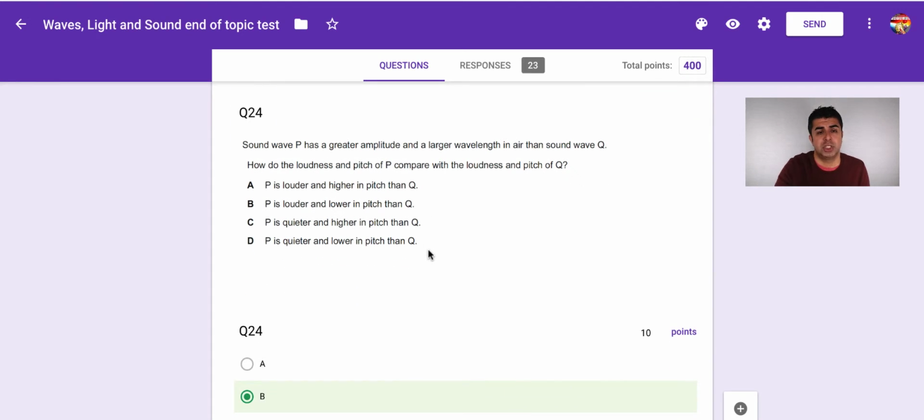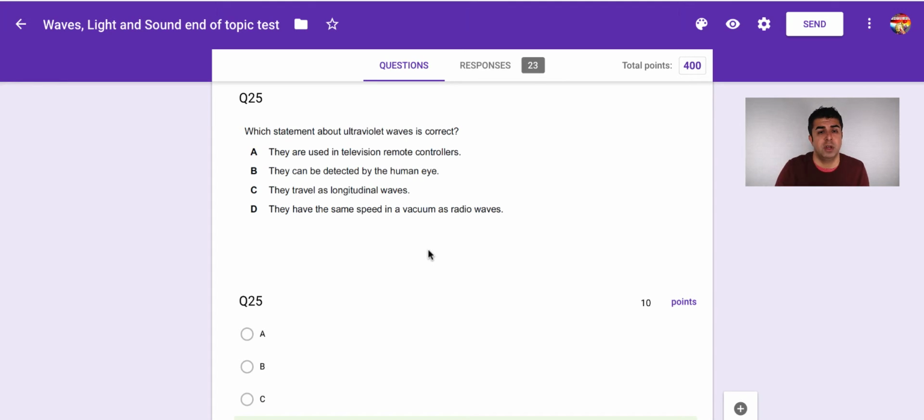24. Sound wave P has a greater amplitude and a larger wavelength in air than sound wave Q. How does the loudness and pitch of P compare with the loudness and pitch of Q? Well, if it has a greater amplitude, it's going to have a bigger volume. And if it has a larger wavelength, that's a lower pitch, a lower frequency. So the only one that really matches up by looking at those examples is B for ball. P is louder and has a lower pitch than Q.